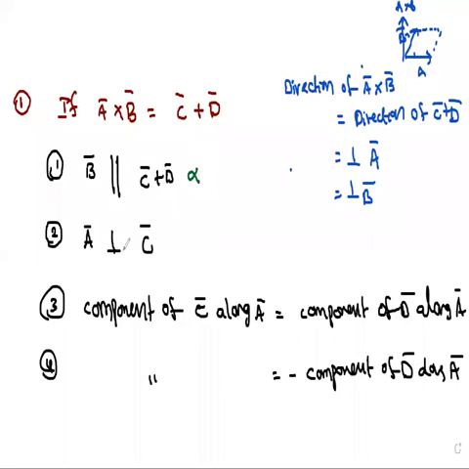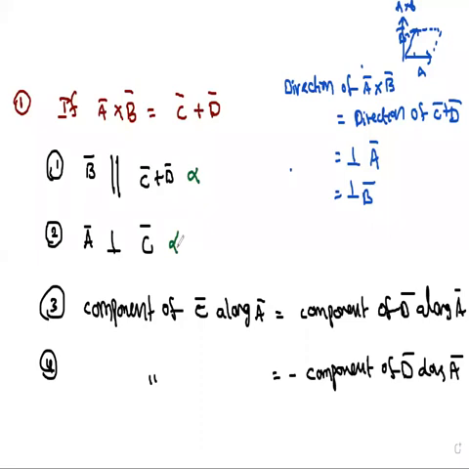Next, the second one. A bar is perpendicular to C bar. It is perpendicular to C bar plus D bar, but we cannot tell separately whether it is parallel or perpendicular to C bar. We cannot tell that from the given information, so this is also a wrong option.